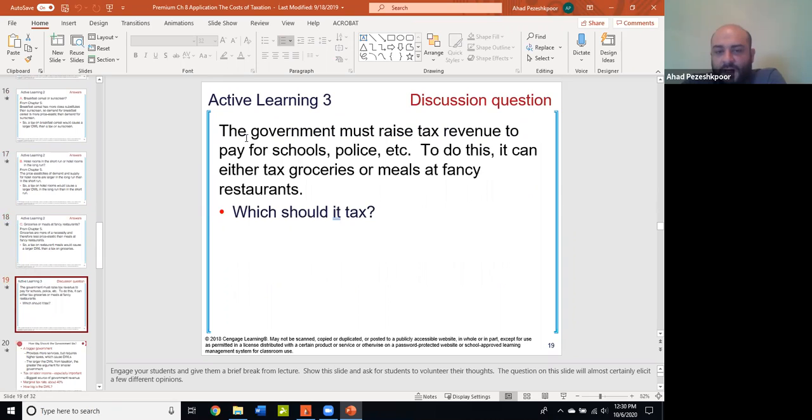Now, the government must raise tax revenues to pay for schools, police, etc., etc. To do this, it can either tax groceries or meals at fancy restaurants. Which should it tax?